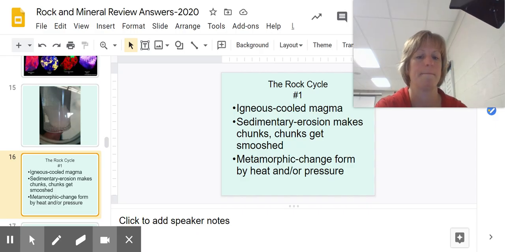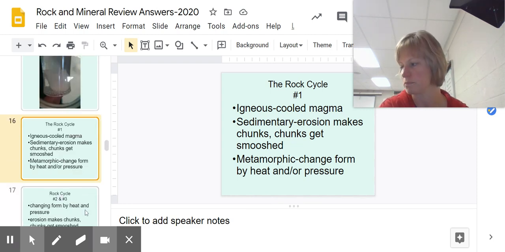Okay, now, metamorphic rocks have their own story, of course. Meta means change and morph means form. So metamorphic rocks change form by heat and pressure. And this is not enough heat to totally melt the rock. Remember, if the rock is melted, you're on a path to igneous.